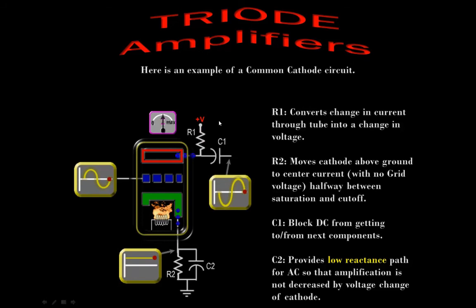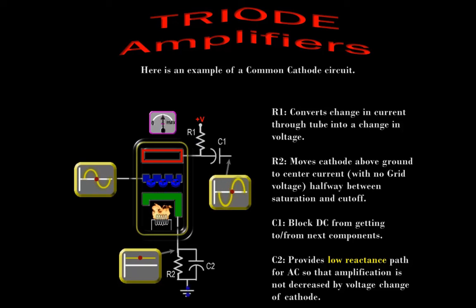Up here we have R1 connecting the anode to the positive voltage. That makes the anode positive so that the electrons can be attracted to it. But the reason there's a resistor there, instead of just connecting the anode to the positive voltage, is so that we can convert that changing current through the tube into a change in voltage to connect to another control grid of another tube.